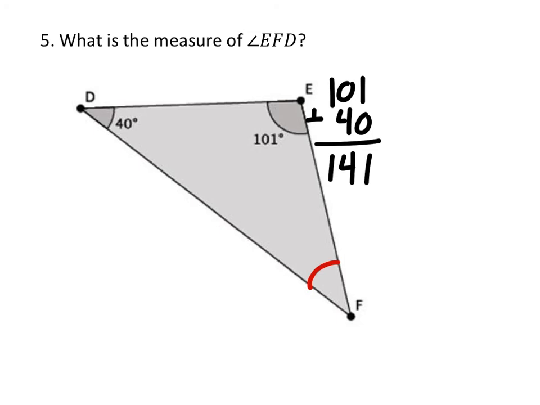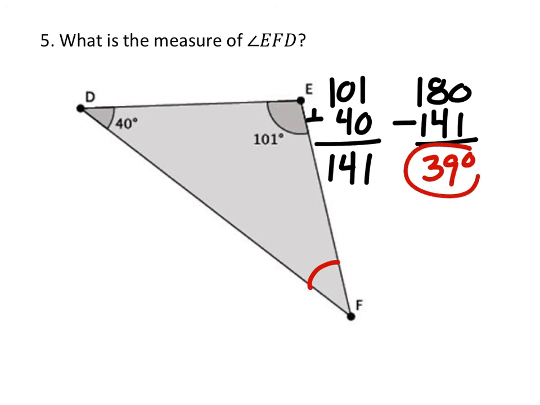So all I'm going to do for that is take 180 and subtract the 141, which will tell me how much is left. And that's that red angle at 39 degrees. So this angle is 39 degrees.